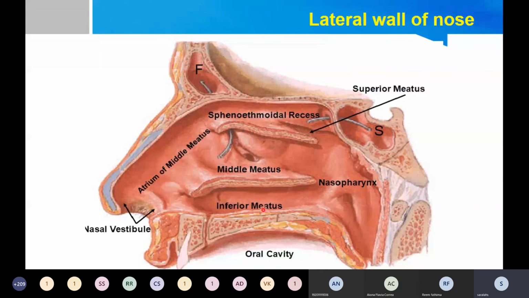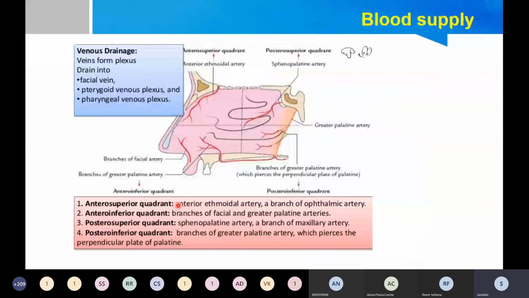Okay, this area if you can see. And this is the vestibule. This is atrium. And this curved line you are seeing is the limen nasi. That is the mucocutaneous junction.